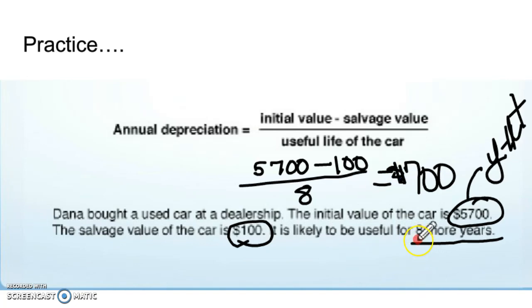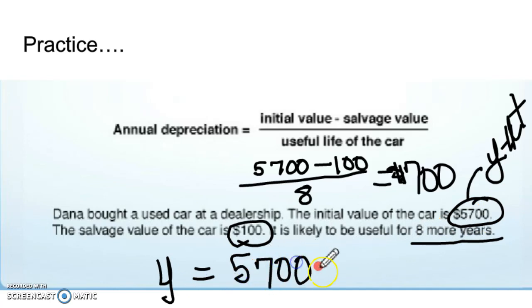So Dana's car loses $700 of value each year. And again, if we wanted to write that as an equation to model it, y equals our initial value was $5,700 minus our annual depreciation, 700, times x. So our car loses $700 per year, and it started at 5,700.